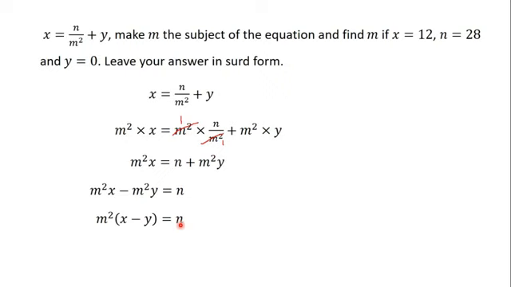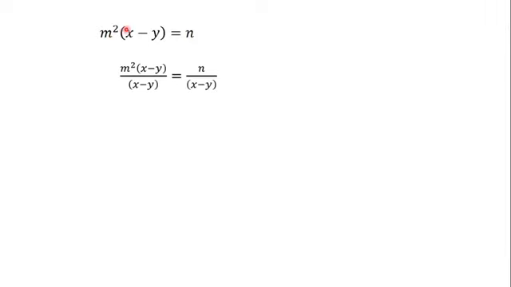What do we do from here? As we've been doing all along, we divide through by the variable or the numbers attached to the letter you want to make the subject. The variable you want to make the subject is m squared. What is attached to it is x minus y. So we are going to divide through by that. So you divide the left hand side by x minus y. We divide the right hand side by x minus y. When we do that, this x minus y will cancel this x minus y so that our m squared can stand alone. So we have m squared is equal to n over x minus y.